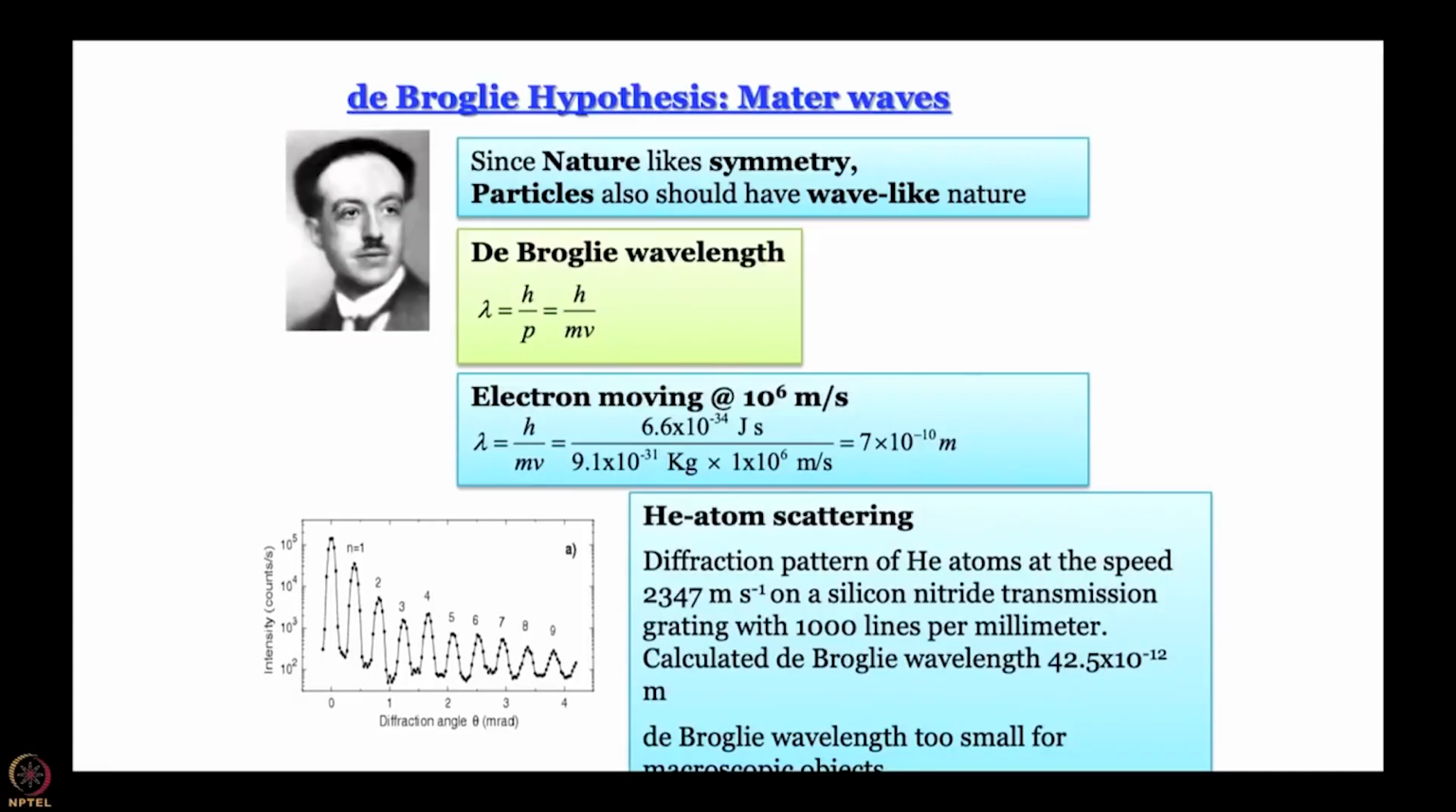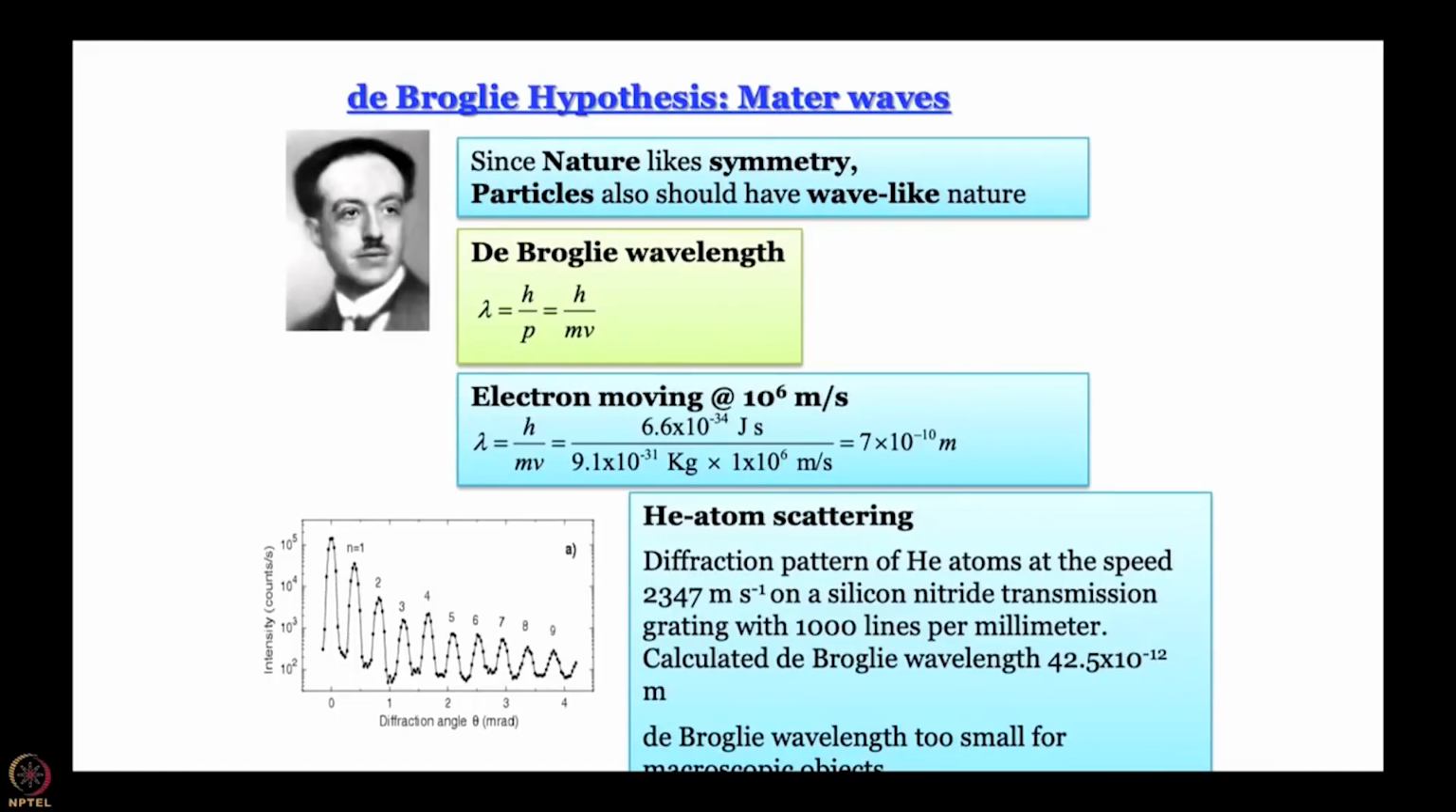Now think of a human being weighing 50 kg moving at 10 meters per second. One can work out what the wavelength will be, and you will see that the wavelength is such that one cannot physically have any grating that can give you diffraction of that human being and show diffraction patterns. We will understand it better when we work out the assignment problems.